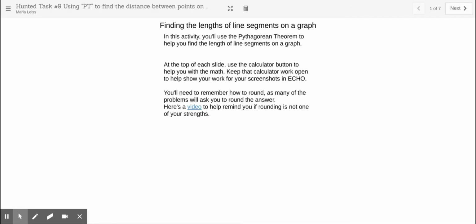In this activity, we're going to be using Pythagorean theorem to help you find lengths of line segments on a graph, or in other words, the distance between 2 points.